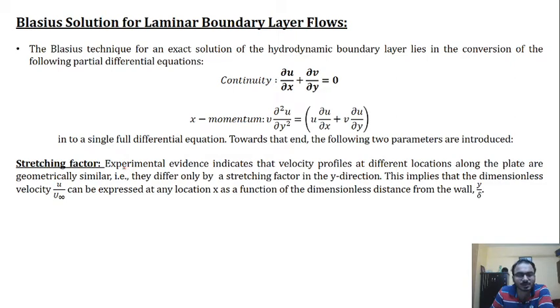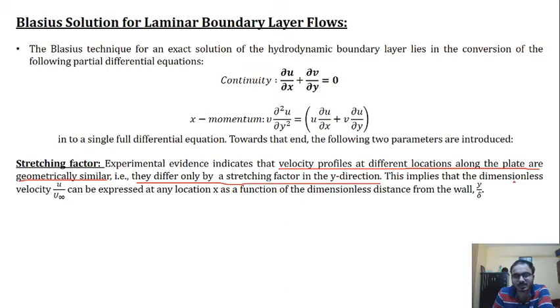So you need to concentrate now. These are the new parameters which are entering into our chapter. First is the stretching factor. Experimental evidence indicates that the velocity profiles at different locations along the plate are geometrically similar. They only differ by a stretching factor in the y direction.